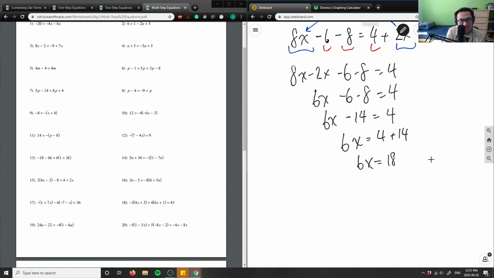And then I have 6 times x. I'm going to do the opposite operation, which means I'm going to divide both sides by 6. So I'm left with x here, and 18 divided by 6 obviously equals 3. And that will be my answer for this question, x equals 3.